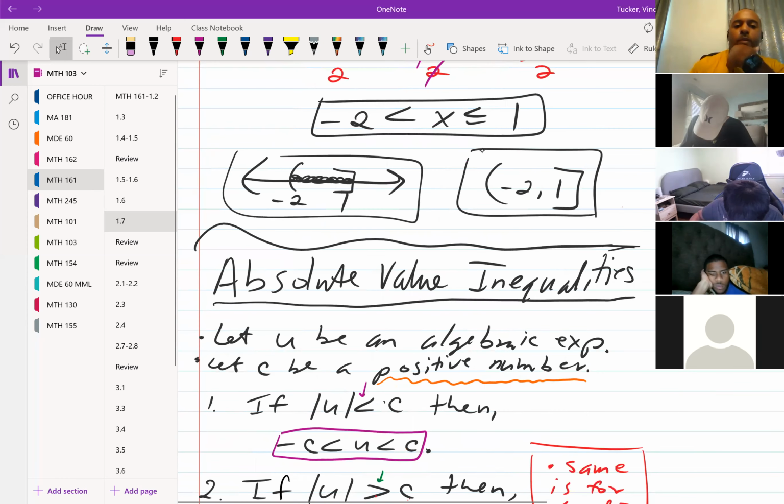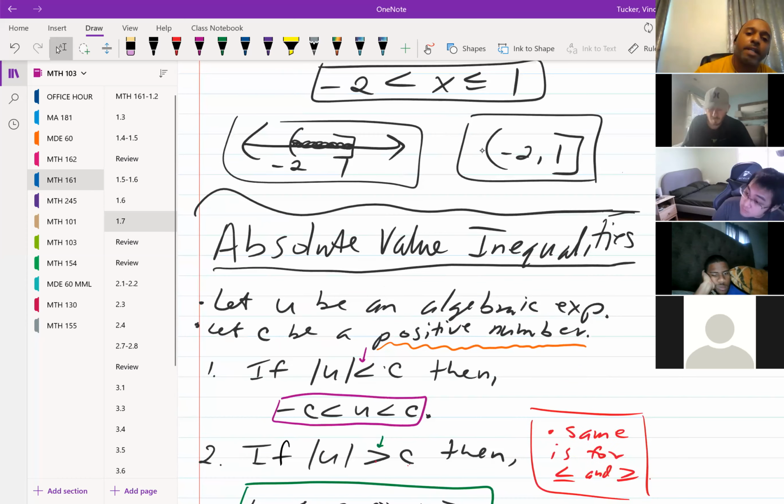All right. So the last thing out of this whole chapter is absolute value inequalities. And here's the key: watch the setup. Once you have your setup, then it's the same thing that we just finished doing. So let U represent an algebraic expression, and C is going to be a positive number. We're going to talk about what that means if it's a negative number in a bit. Right now, we're just looking at positive numbers.